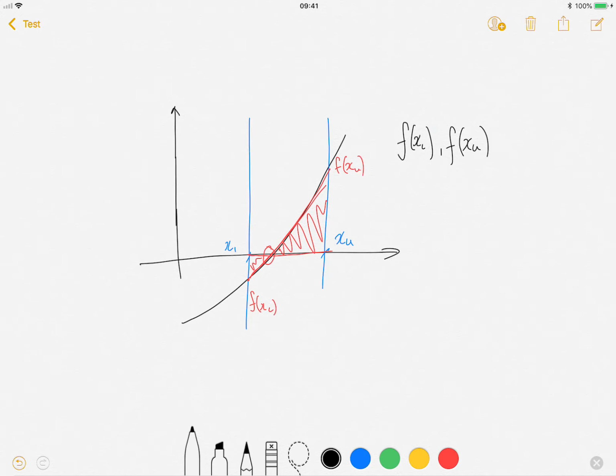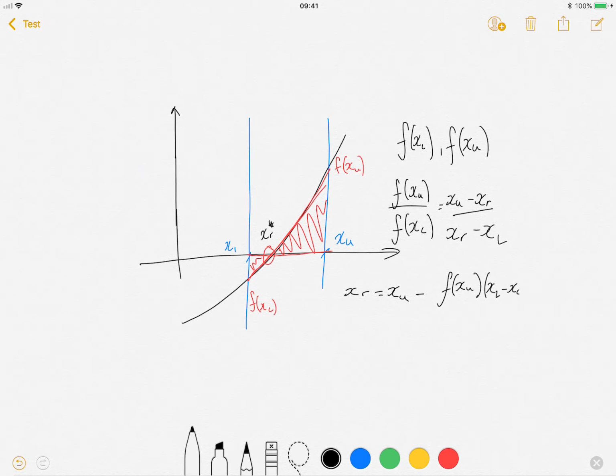So for example, if the ratio between f of xu over f of xl is going to be, remember this is what we're assuming our root to be, xu minus xr over xr minus xl, which can then be rearranged to get that the position of our root is going to be our x upper minus function value of x upper multiplied by x lower minus x upper, divided by f of xl minus f of x upper. Okay, let's explore this with some examples.